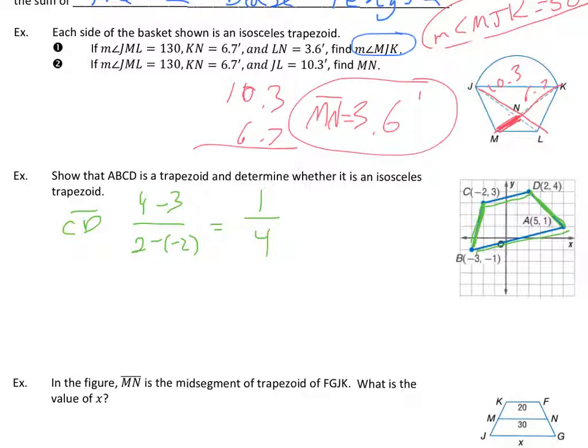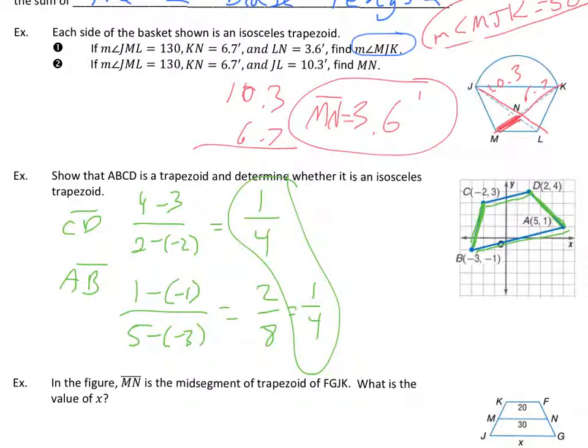Now we're going to check the slope of AB. So we're going to say 1 minus negative 1 over 5 minus negative 3. That ends up giving me 2 over 8, which reduces to 1/4. Both slopes are the same, so it's parallel. So we do have a trapezoid, one pair of parallel sides.